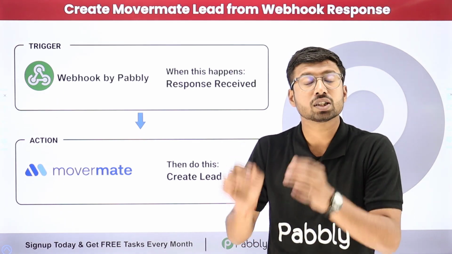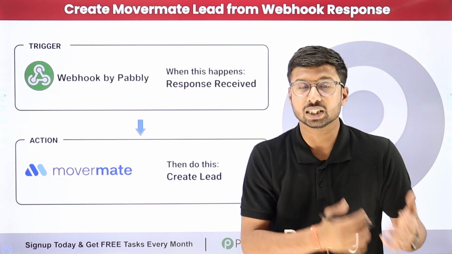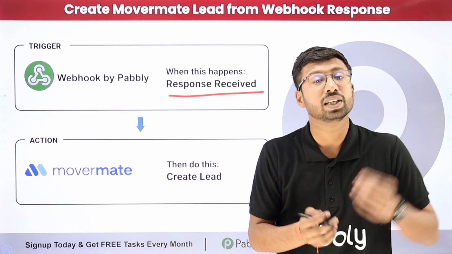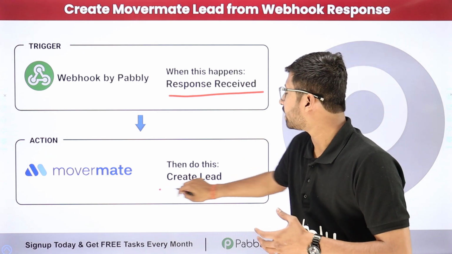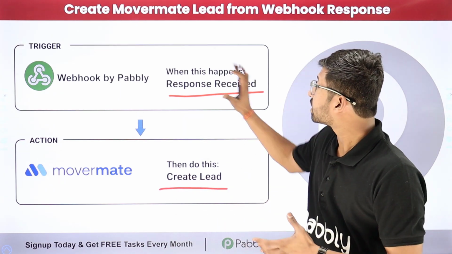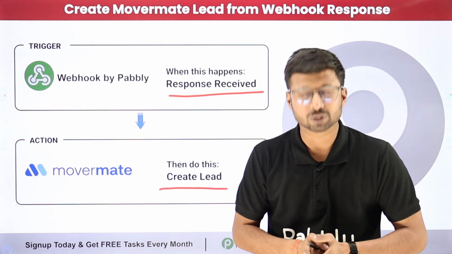All you have to do is just add the webhook URL into the application from which you are getting the new leads detail. And then whenever we are going to receive a webhook response from that application with the details of a new lead, automatically with the same data, we are going to add that lead in our Movermate account. Now, if you want to learn how you can set up this complete automation all by yourself, for that you just have to come with me to my screen.